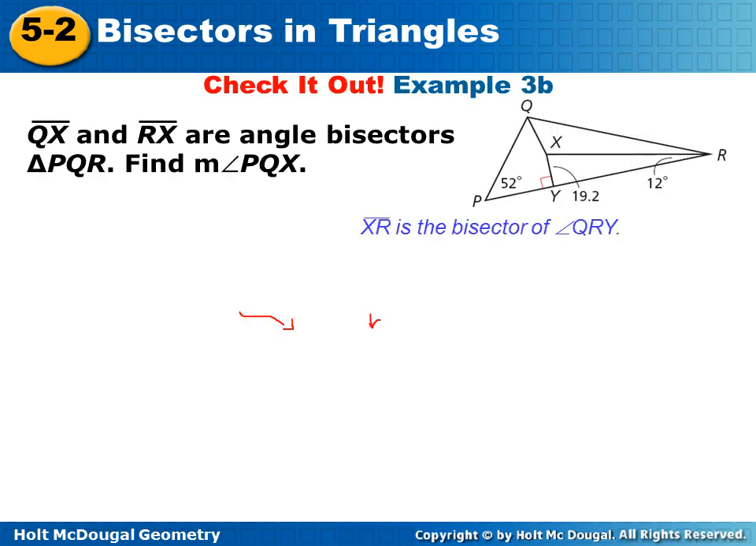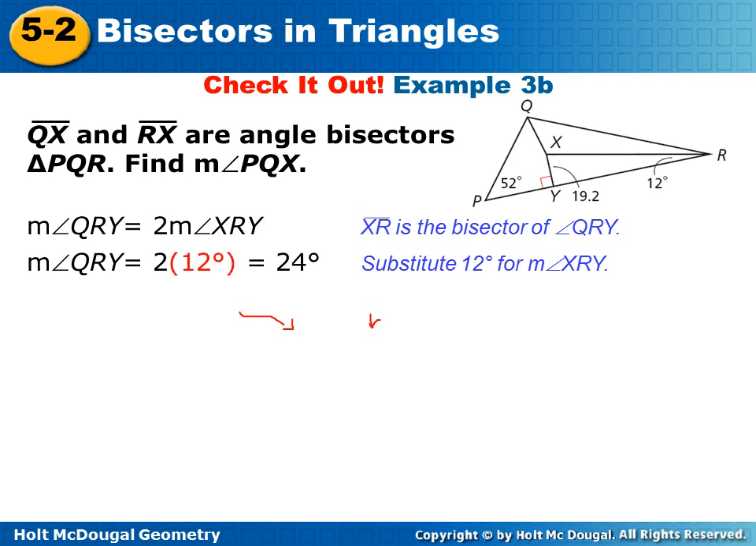Here we have QX and RX that are angle bisectors of triangle PQR. Find the measure of angle PQX. Because XR is the bisector of QRY, we say that the measure of angle QRY is equal to twice the measure of XRY. Because if it's bisected, it's cut in half, so the whole thing is equal to twice one of the halves. Substituting 12 for XRY, we get 2 times 12 is 24.